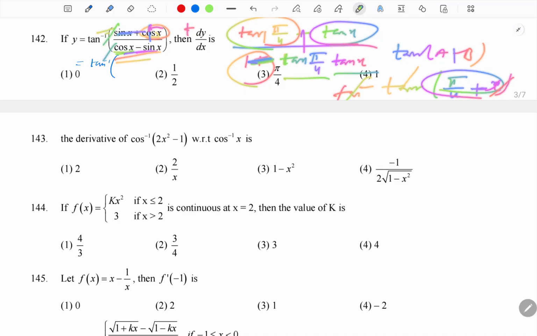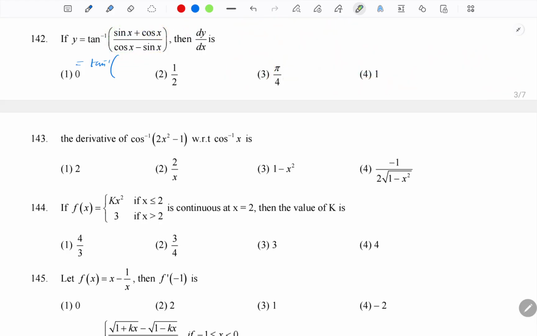The derivative of pi by 4 plus x is 1. Now I will write directly tan inverse of tan of pi by 4 plus x, in the simplest form. If we cancel these two, then we will get only pi by 4 plus x. Write that down, pi by 4 plus x. Then what is y here? Pi by 4 plus x. If we differentiate, y dash equal to pi by 4 goes to 0, then 1. So it's option number 4.